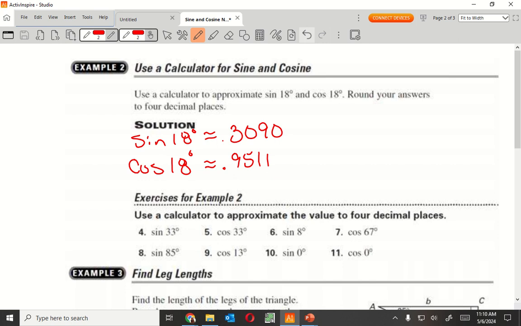All right, so you are going to be doing the rest of these, but make sure it's in the right mode. Approximate each one. You're just going to put it in the calculator as is. You already done? Dang, good job.